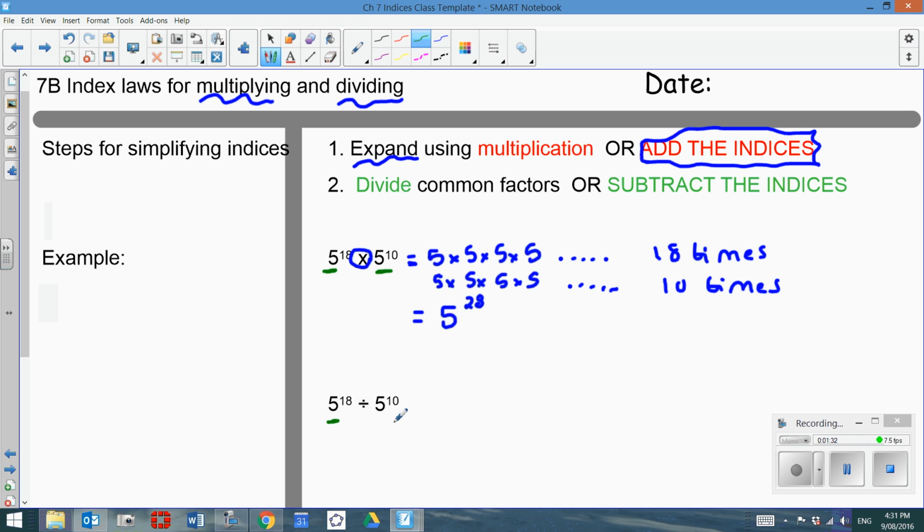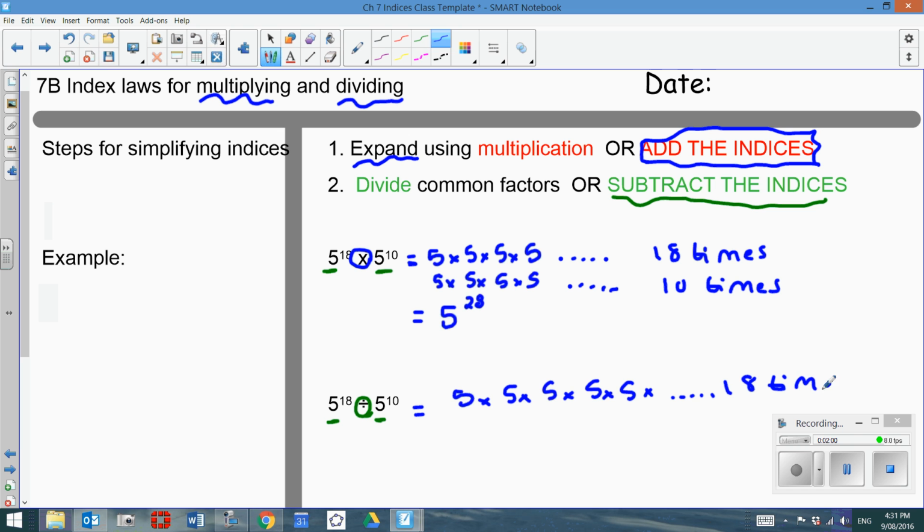So again, if the 5s are matching as my bases and I'm asked to divide, I can again expand and divide out my common factors, or I could just subtract the indices. So let's see how this works. If I were going to write out 18 5s, so 5 times 5 times 5 times 5 times 5 times 5, and I do this 18 times, and then I wind up dividing by 5 times 5 times 5 times 5 times 5, 10 times.